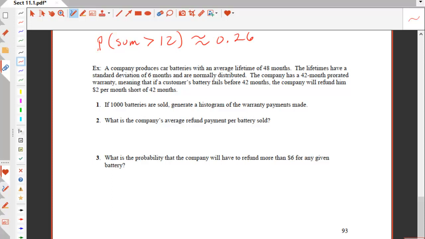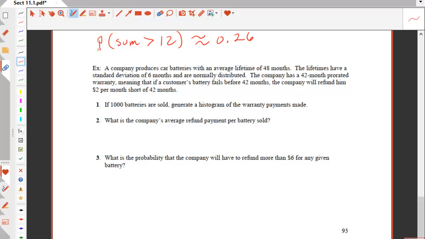I'm going to do three things. One, if we sell 1,000 batteries, I want to generate a histogram of the warranty payments that I made. Hopefully most of them are zero because the batteries would last longer than 42 months. But I will make payments to some customers and I want to generate a distribution, a histogram of those. Second, what is the company's average refund payment per battery sold? And third, what's the probability that the company will have to refund more than $6 for any given battery?